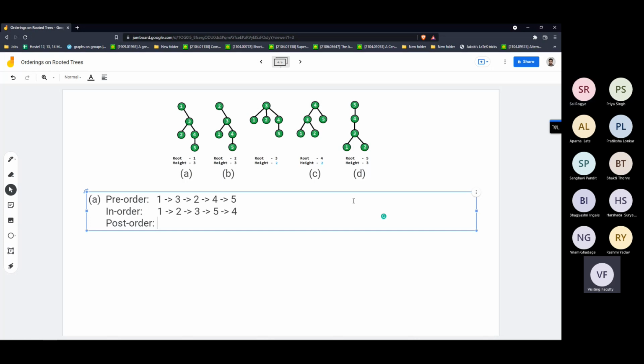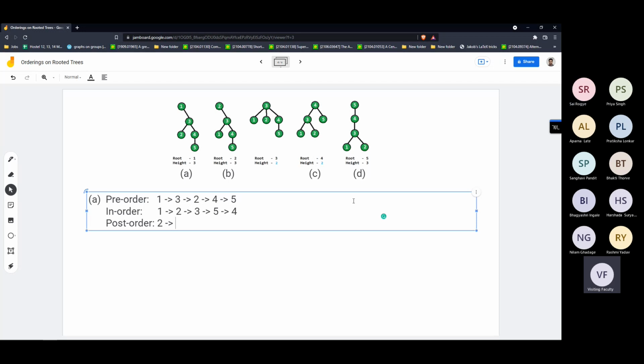So you start with the root of the main tree. Root is 1. There's no left tree. So what should I write? 3 is the right. 3 is the root of the right subtree. Then can I write something at this stage? No, right? We'll write 2. Why will I write 2? Oh, okay, sorry. So I'll write 2. Okay, then 5.